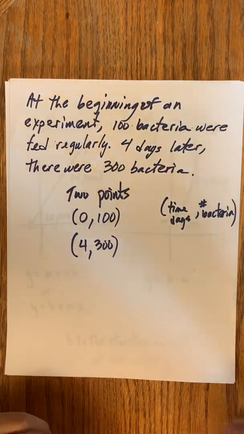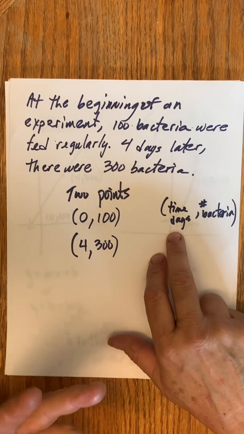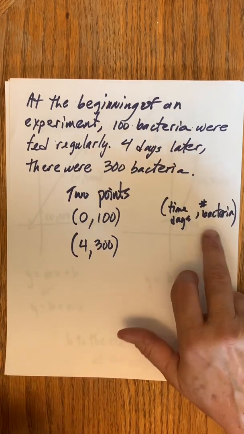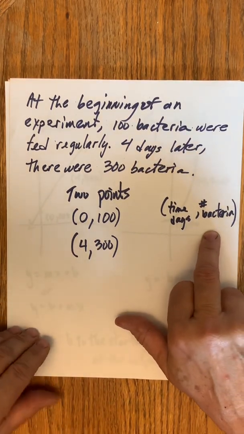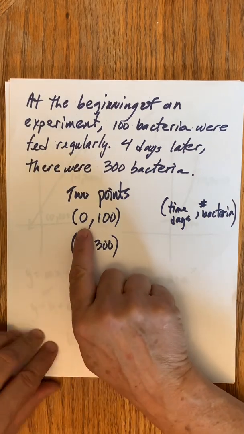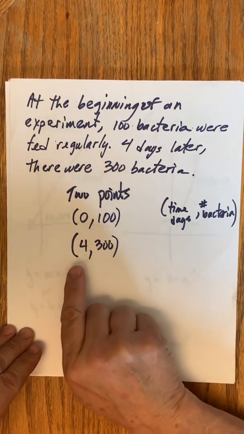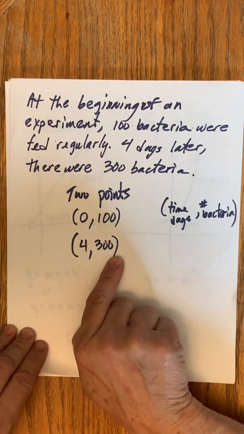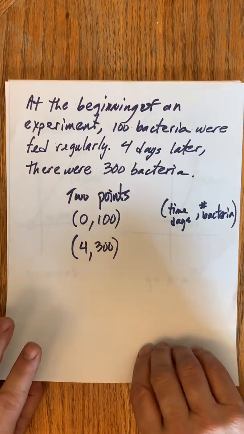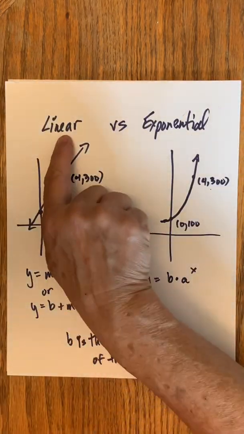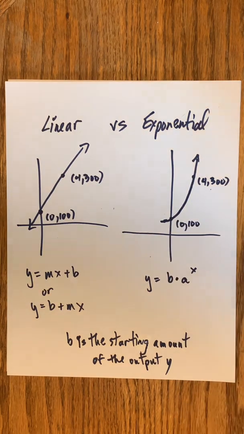So the idea is you have an input, which is time, measured in days, and then the number of bacteria is the output. So your 2 points are (0, 100) when you start out, and then 4 days later you have 300. So our question is then, is this linear or is it exponential, or can we come up with a model for each one? We really don't know.